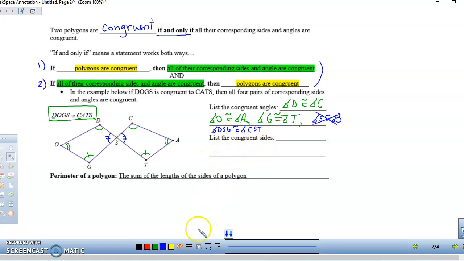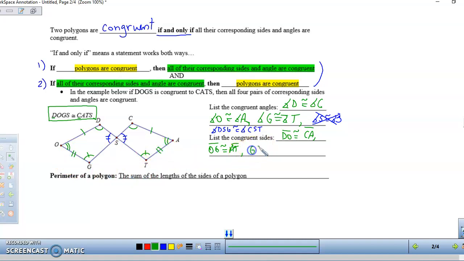Okay, congruent sides. So again, this should be fairly straightforward. Again, you're just looking at the name. So you would say DO is congruent to CA. Okay, pause the video and do the rest of the segments. So then from there you would say OG is congruent to AT. And again, you can mark the picture as you go. So DO is congruent to CA. OG is congruent to AT.